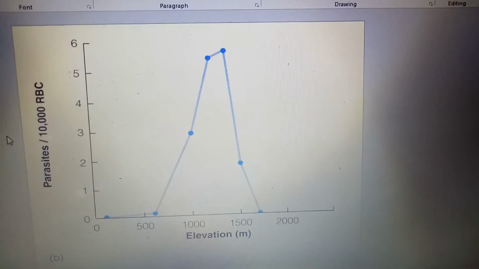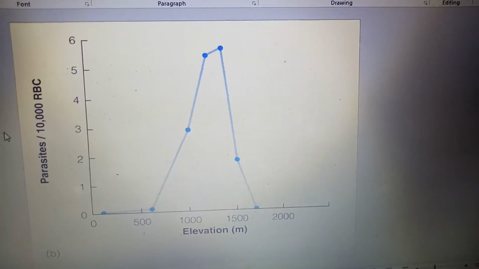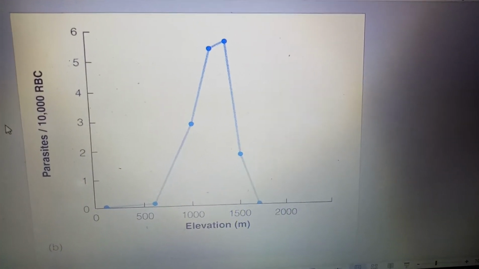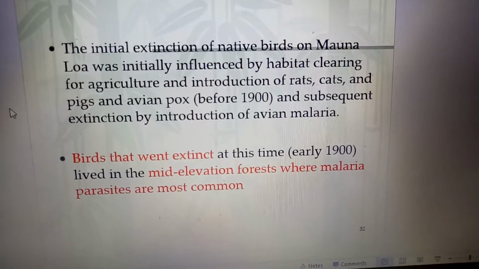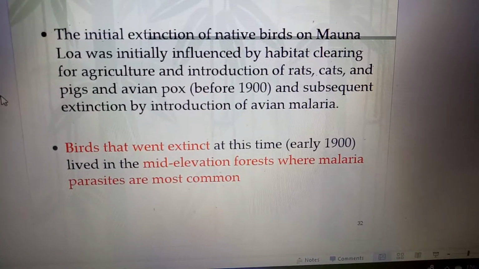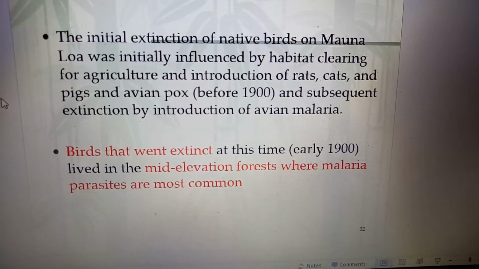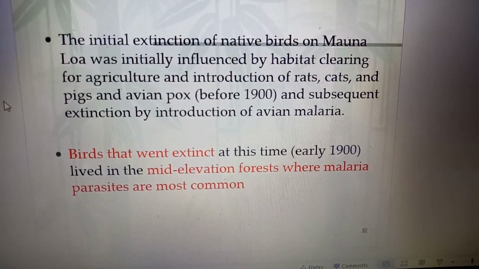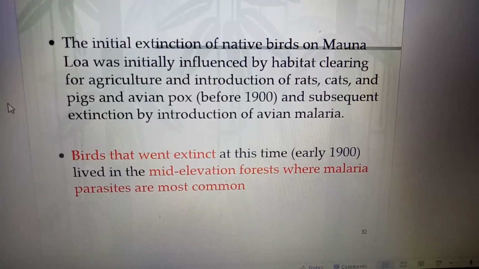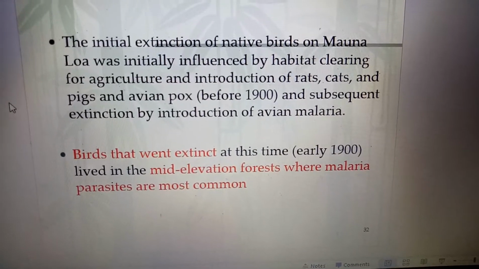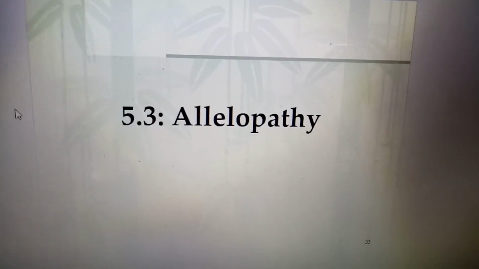Next, this is again the same thing. I think you can read it by yourself: decreasing, increasing, and decreasing, something like a bell shape as well for the parasite and elevation. The initial extinction of native birds of Mauna Loa was influenced by habitat clearing for agriculture and the introduction of rats, cats and pigs, and avian pox before 1900, and subsequent extinction by the introduction of avian malaria. Birds that went extinct in the early 1900s lived in the mid-elevation forest where malaria parasites are most common.